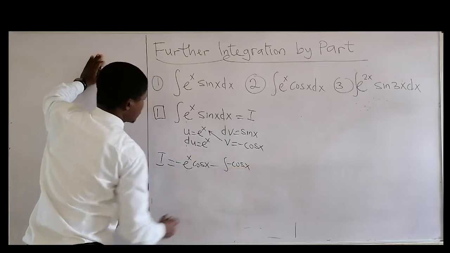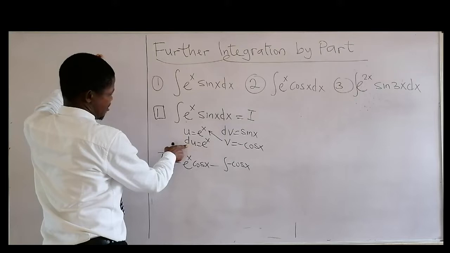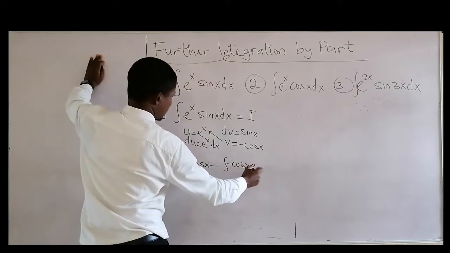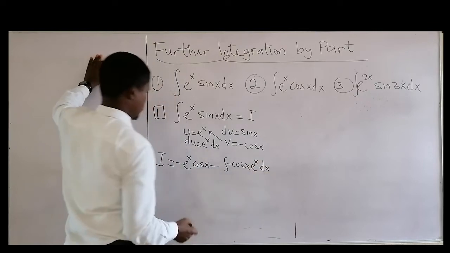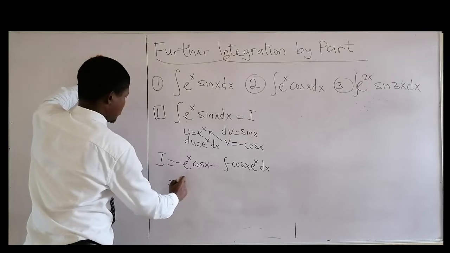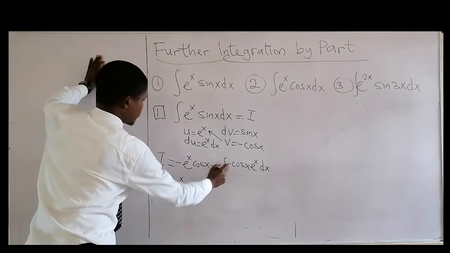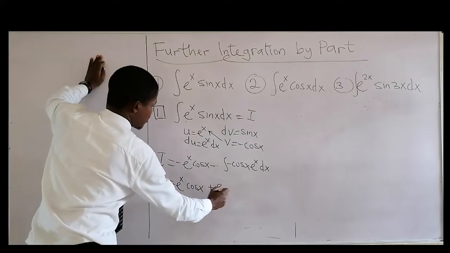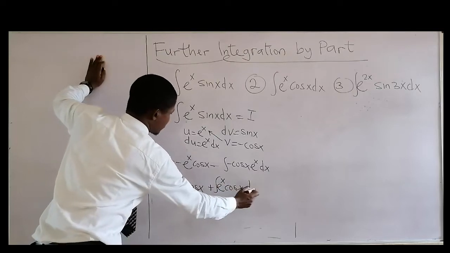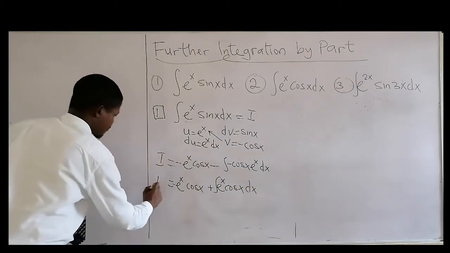Then this one is the du dx. So the du is what? e^x dx. Okay, so this will be equal to minus e to power x cos x, minus times minus, that's plus, that's the integral of e^x cos x dx. Okay, so that will call for another integration.